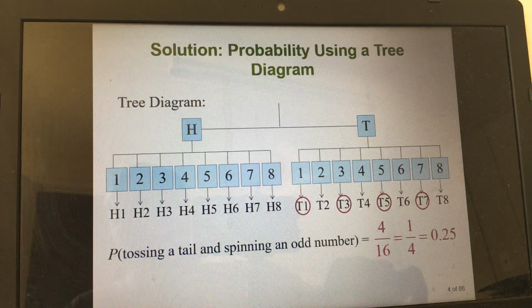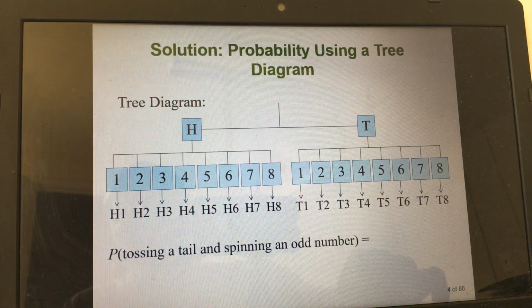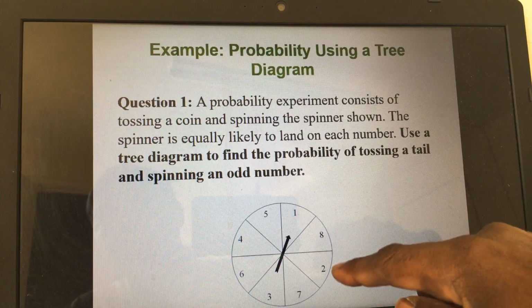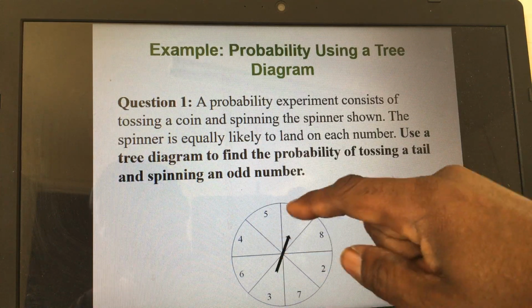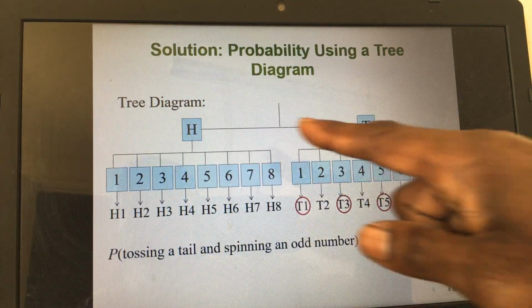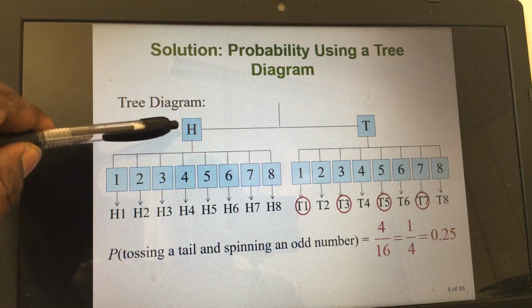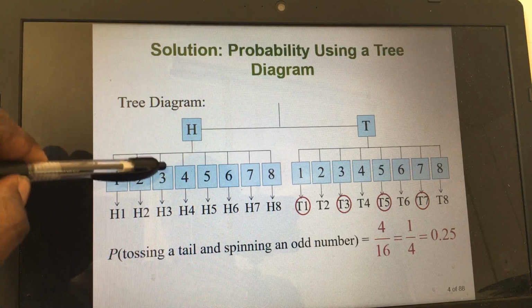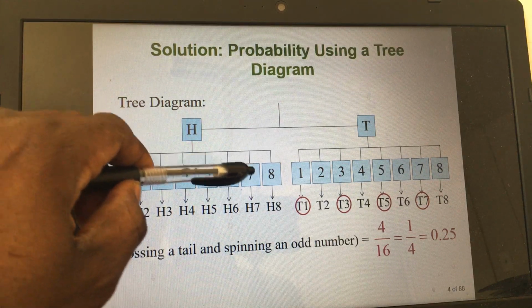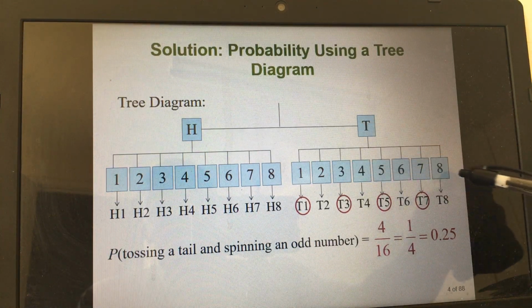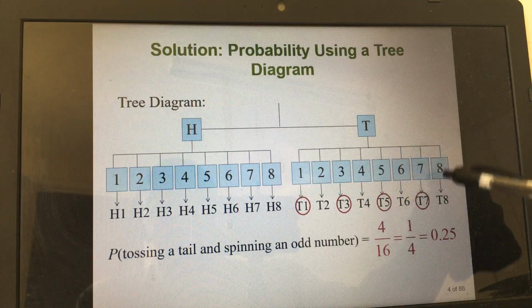And for that spinner that we have over here, you see that it goes from 1, 2, 3, 4, 5, 6, 7, 8. So it goes from 1 to 8. Starting from that head, you make 8 boxes: 1, 2, 3, 4, 5, 6, 7, 8. Then on the side of the tail, you also make 8 boxes containing 1, 2, 3, 4, 5, 6, 7, 8.